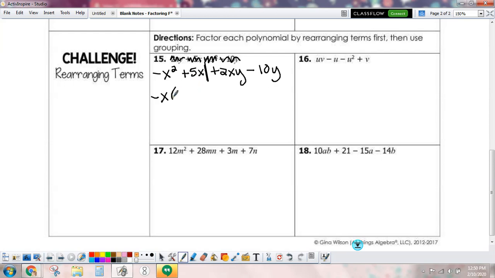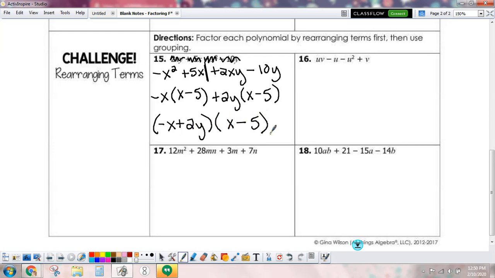So when I factor that out, I'm left with x minus 5. And then when I factor these out, I have 2y as my common factor, and I'm left with x minus 5. And then my first one, I have negative x plus 2y, and then x minus 5. Okay, pause video, try the next three, come back when you're ready.